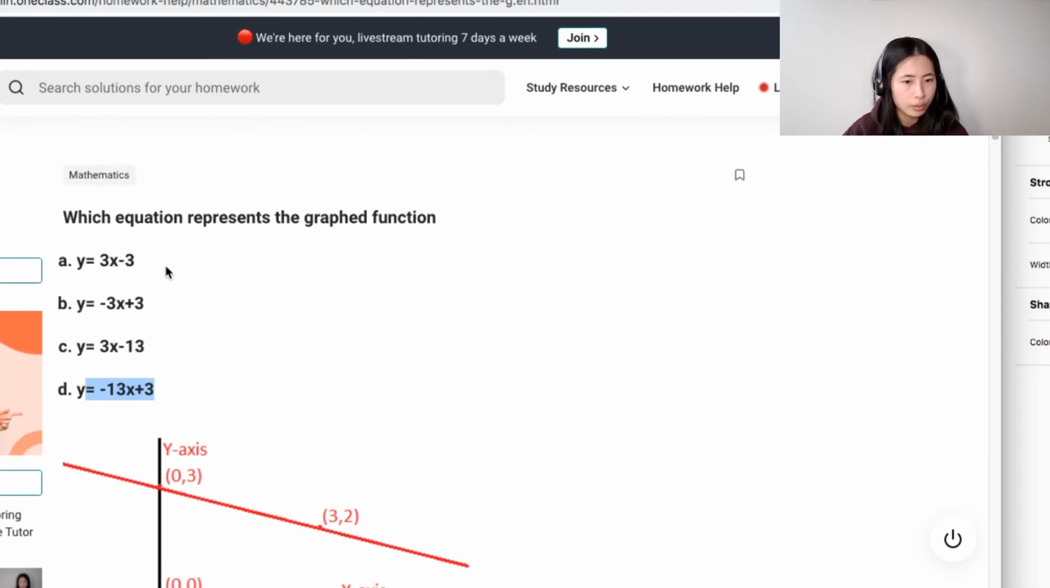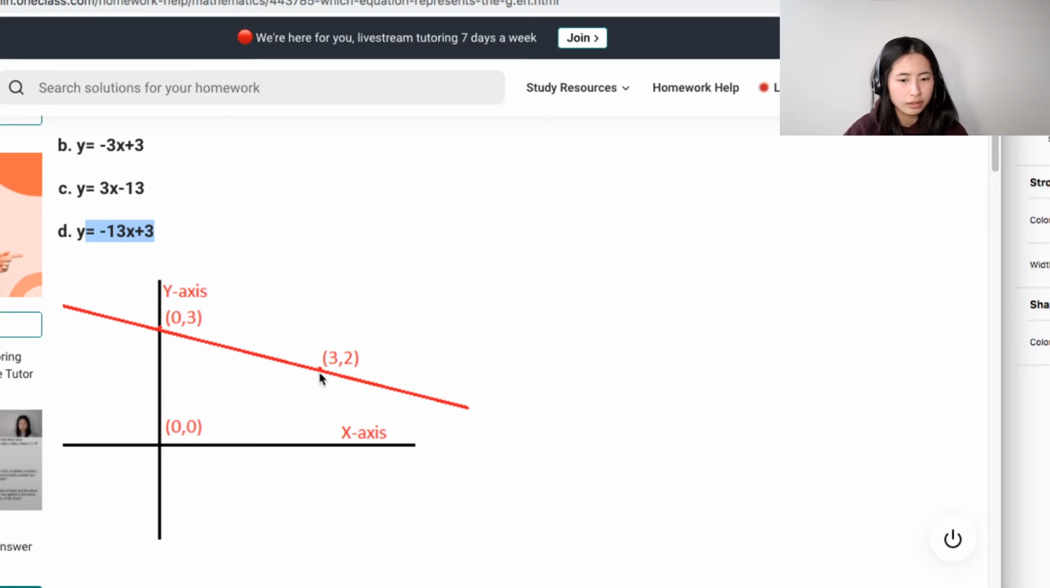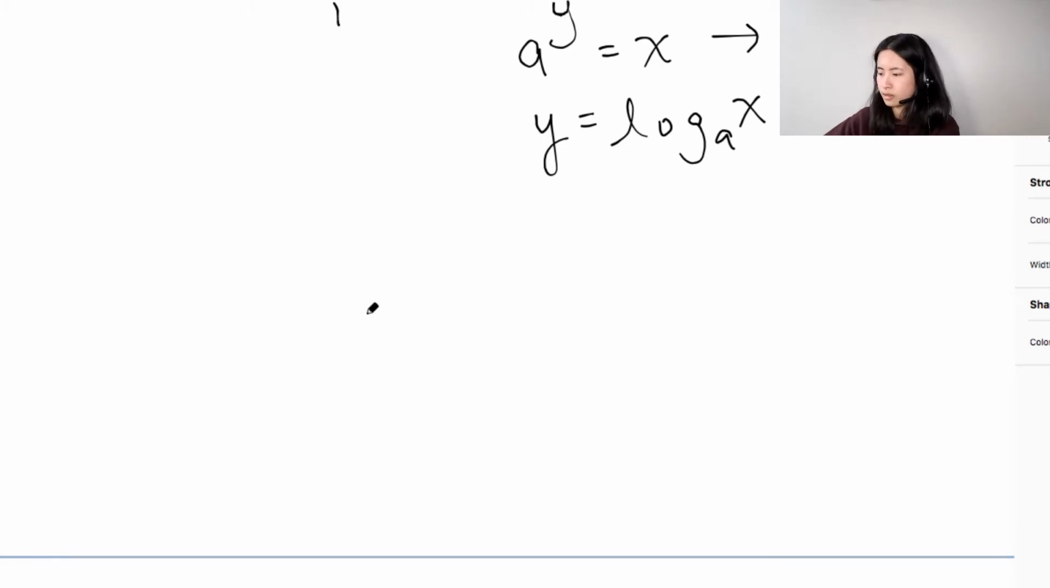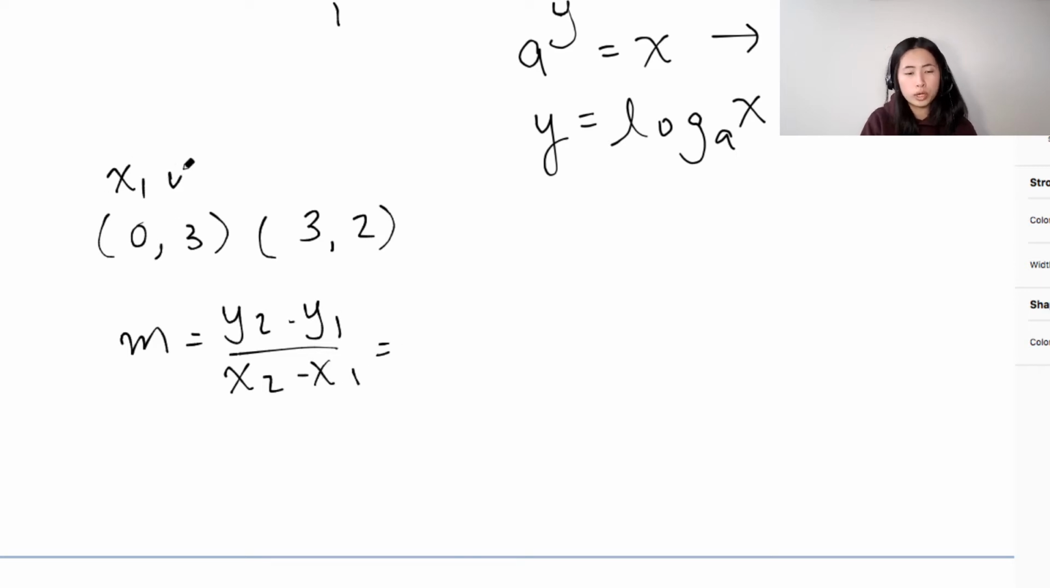Let's see. Which equation represents the graph function? Because you have (0, 3) and (3, 2), you can find the slope based on these two points. So let's write that. Just by looking at this, you can find the slope. If you recall, we have y2 minus y1 over x2 minus x1. We know what x1 is, y1 is, x2 is, and y2 is. So y2 is 2, right?